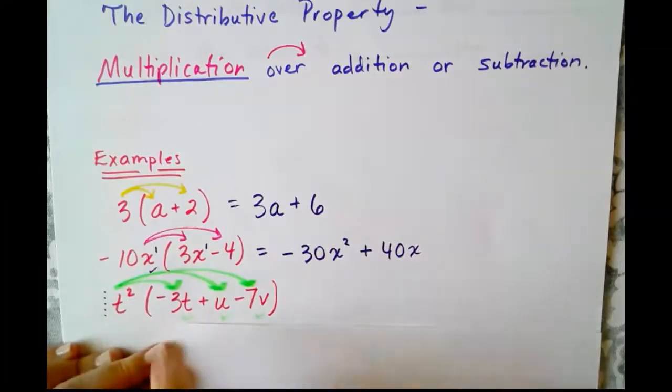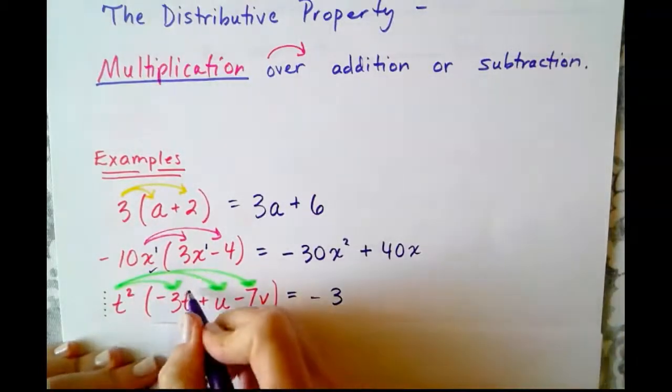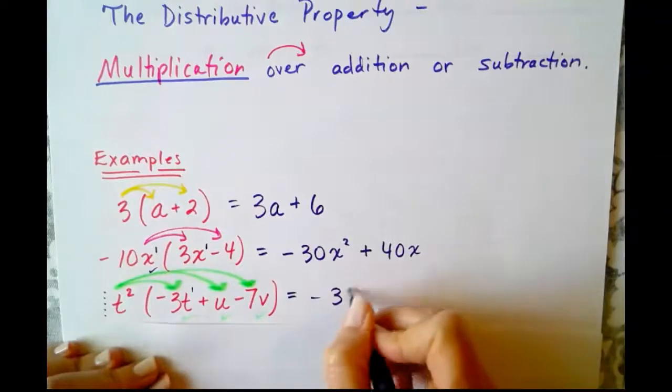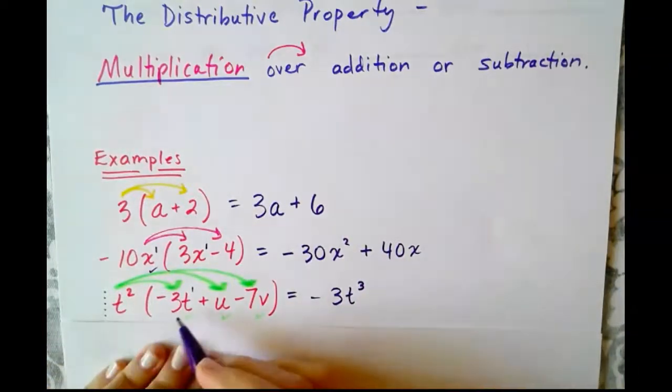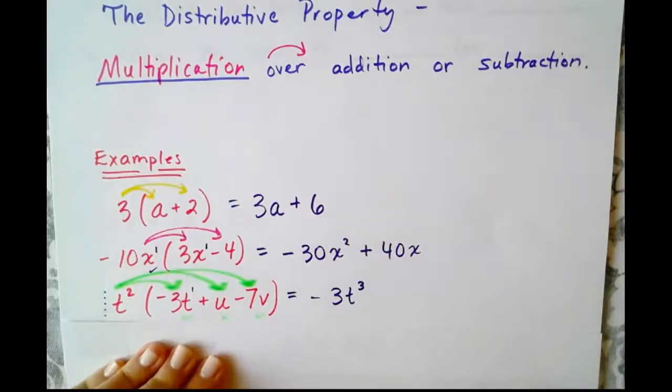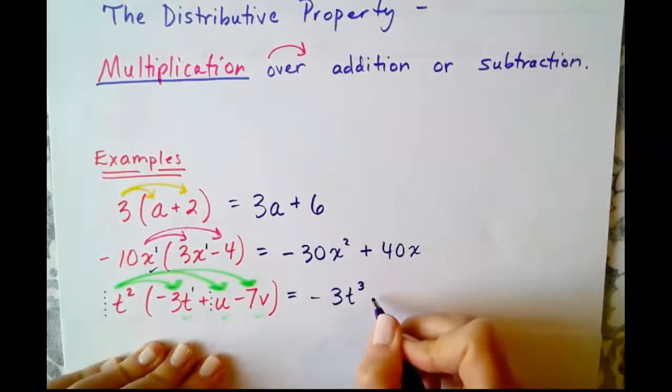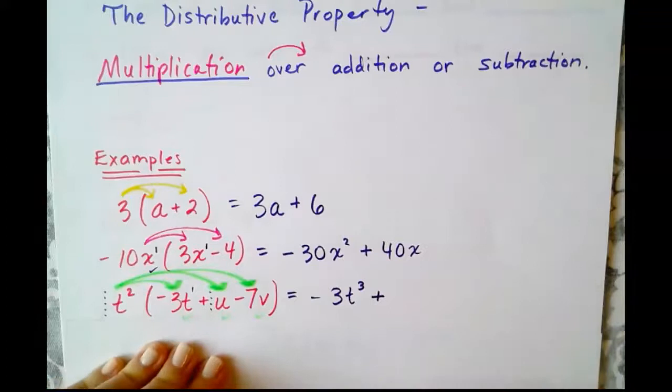1 times negative 3 is negative 3. T squared times t to the first, 2 plus 1 is 3. T to the third power. These are like bases. That's why we're adding the exponents. Next, 1 times 1 is still 1. You do not have to write the 1. You can write the 1 if you want, but it's not necessary.